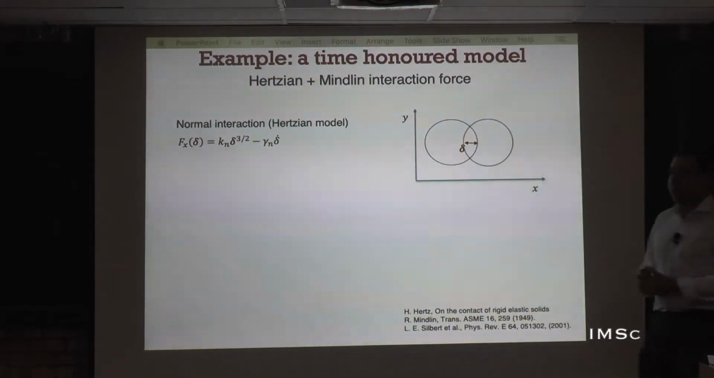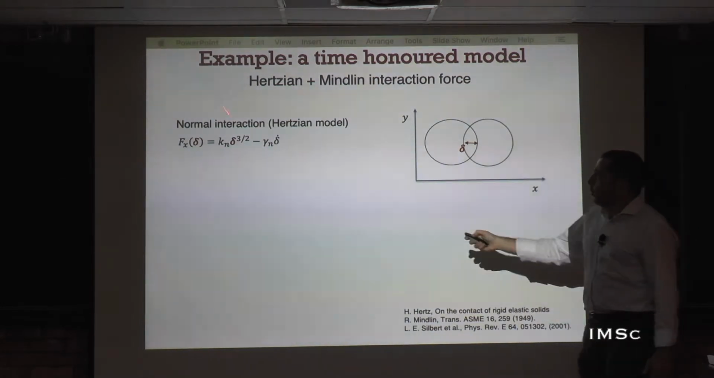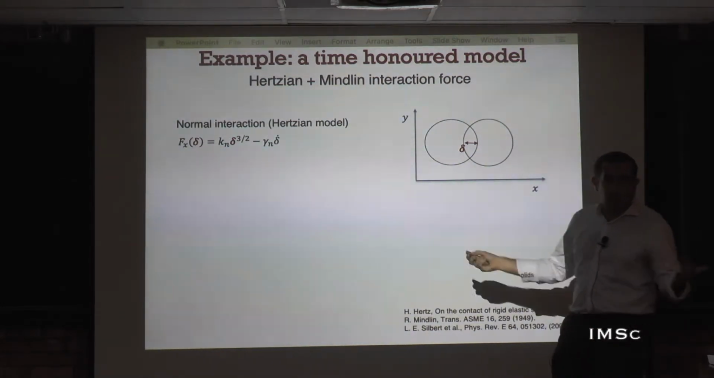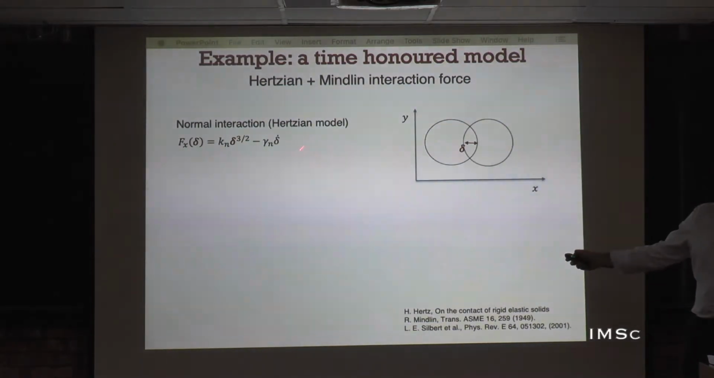And you are going to have a normal interaction, along the direction of delta, which is just delta to the 3/2. This is the standard Hertz model. And then you may also have some dissipative term that depends on the rate at which the particles are approaching. So you have a normal component for the interaction, and then you have a tangential one.